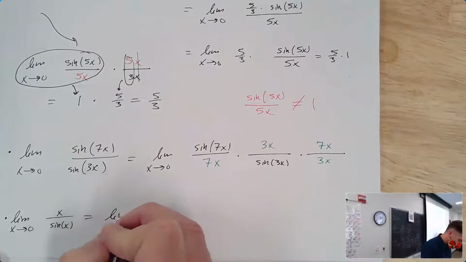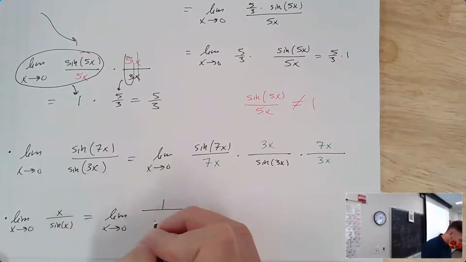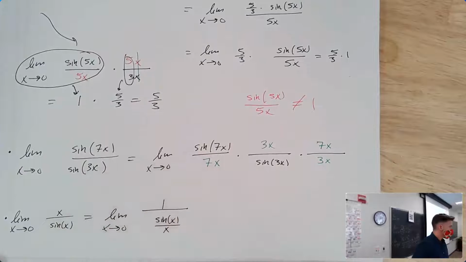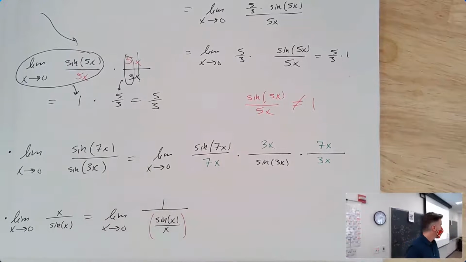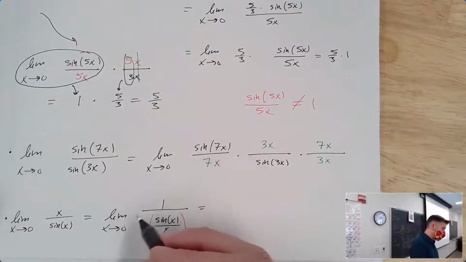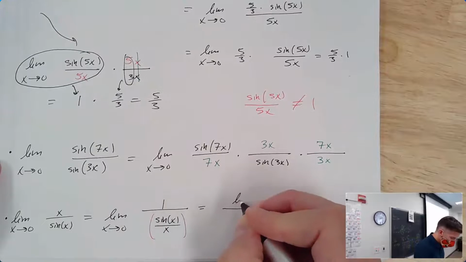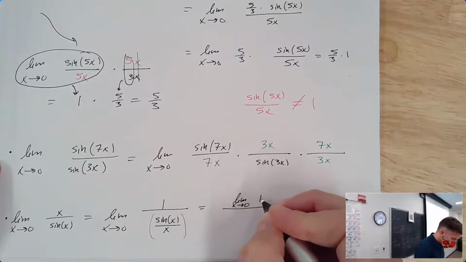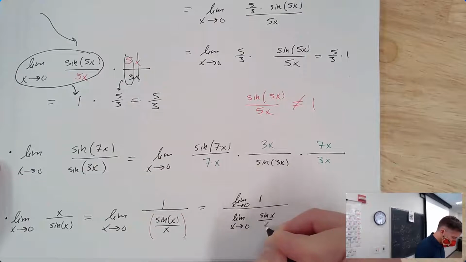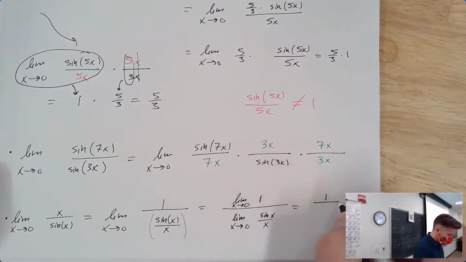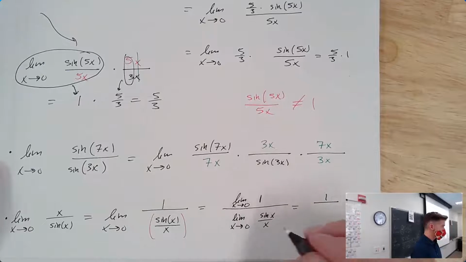Because we can rewrite it as the limit as x goes to 0 of 1 over the reciprocal, which is sine x over x. But then, what's the limit of this part here in red? It's sine x over x, and we know its limit as x goes to 0 is 1. You can also use your limit rules to say the limit of a quotient is the quotient of the limits. So it's the limit as x goes to 0 of 1 over the limit as x goes to 0 of sine x over x. The limit of a constant is the constant. The limit as x goes to 0 of sine x over x is 1.